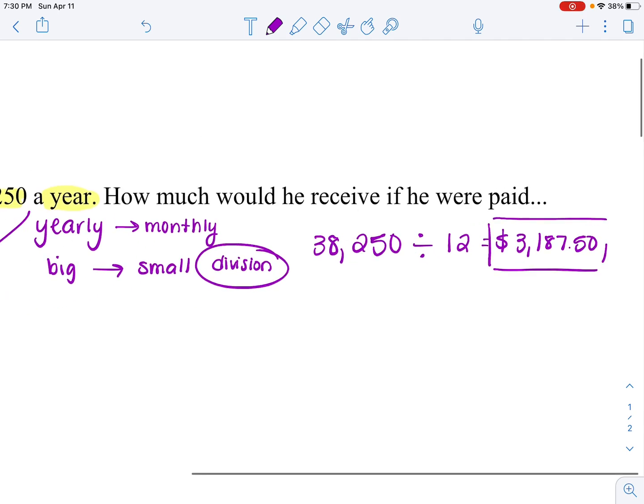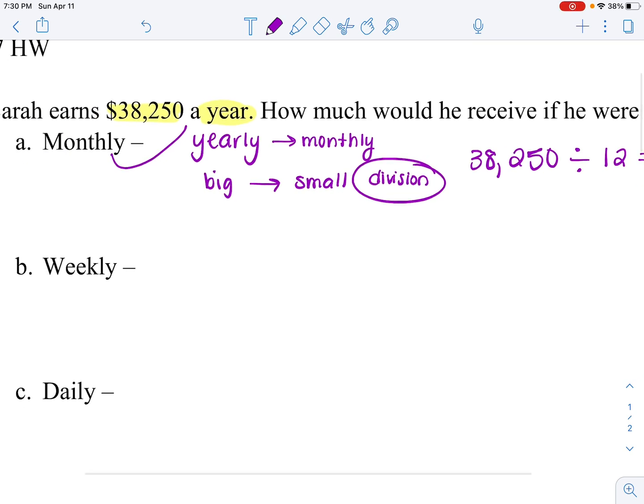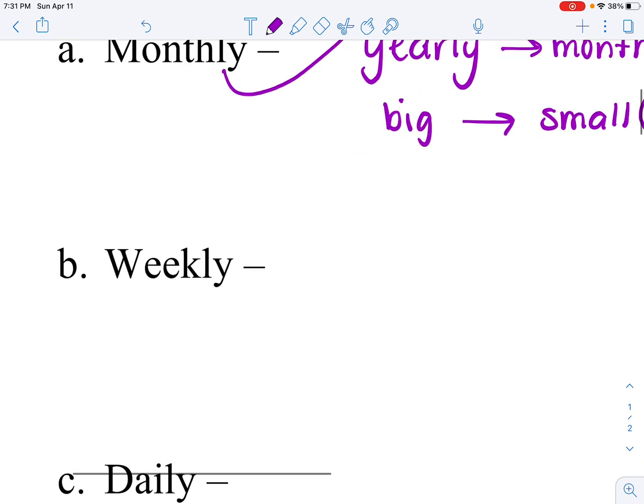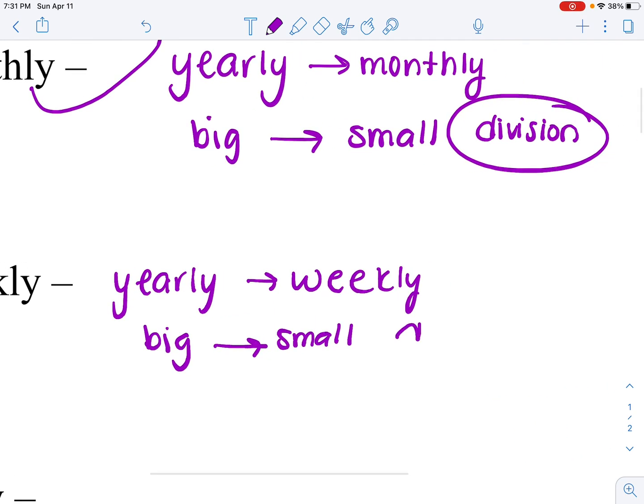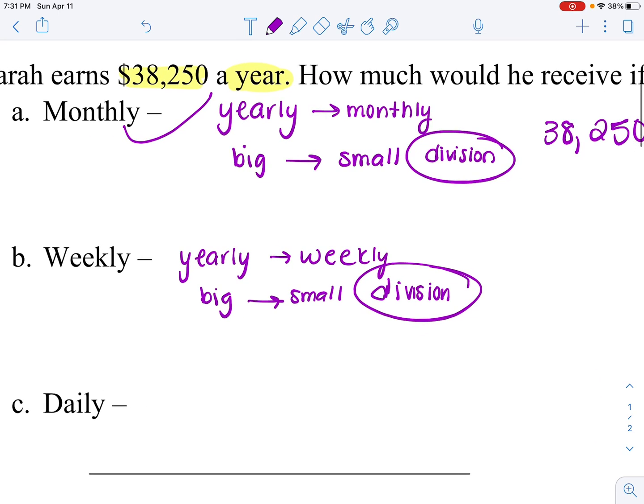Okay, moving on to the next one. So the next one is weekly. So again, think about what we have. So we started with a year, and we're moving to weekly. So we need to think, is it getting smaller or is it getting bigger? Well, we should know that a year is bigger than a week. So we're starting big and we're going small. So just like before, if we start big and we go small, we always use division. Okay, so what do we divide?